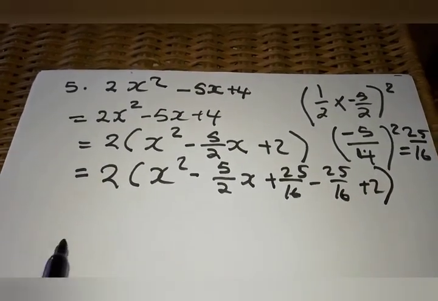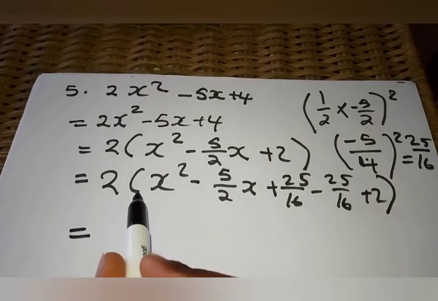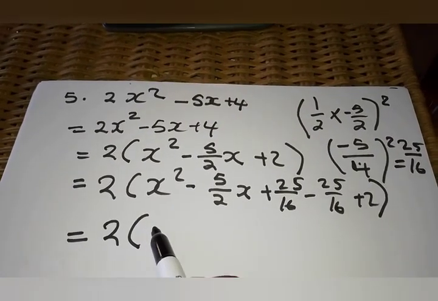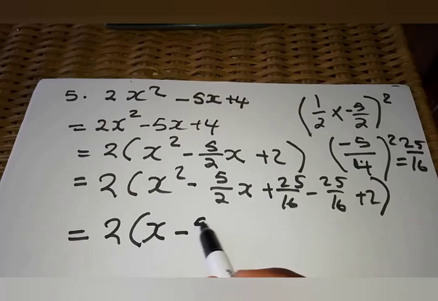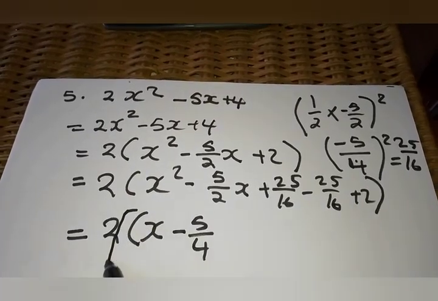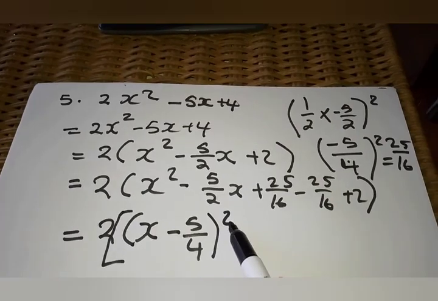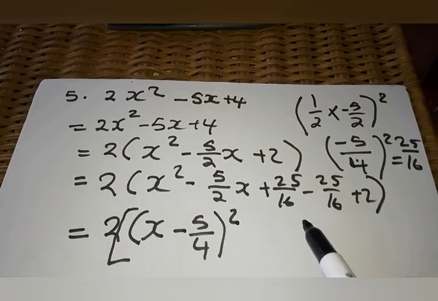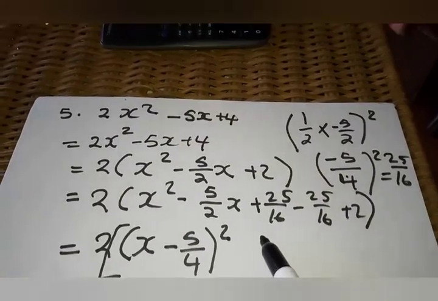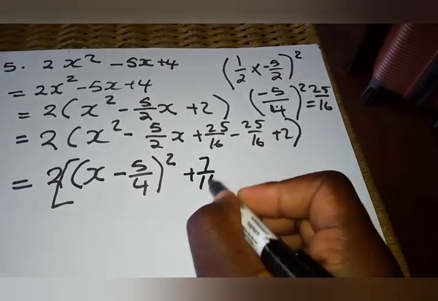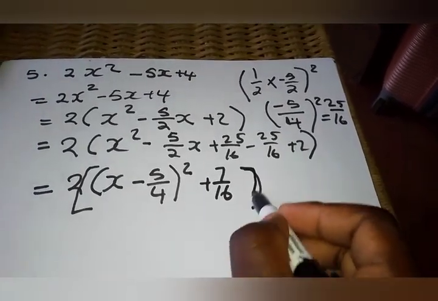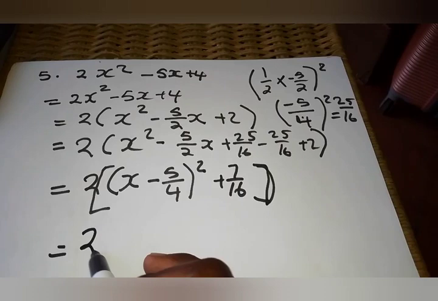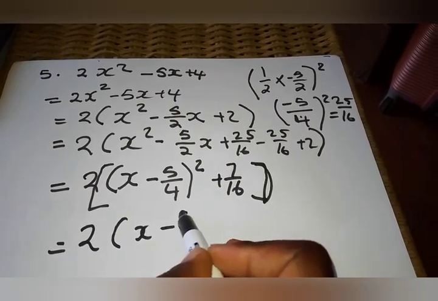You see that? So now we need to simplify everything which we have. So we need to write 2 outside, then we write x, then we take that last step, which is minus 5 over 4 with it squared. Let us put the square bracket. Now we put the squared, then we use our calculator to get the answer from minus 25 over 16 plus 2. So we'll get positive 7 over 16. Now we close the bracket with the square bracket. When we close everything by the square bracket, now what do we have? We have 2 times x minus 5 over 4.